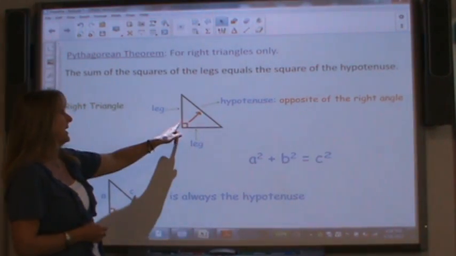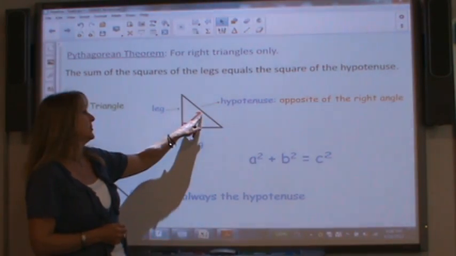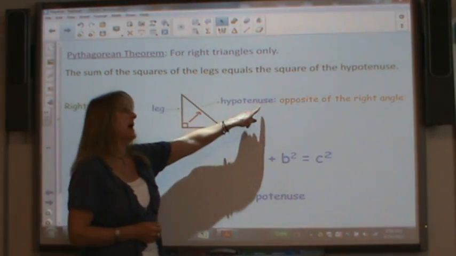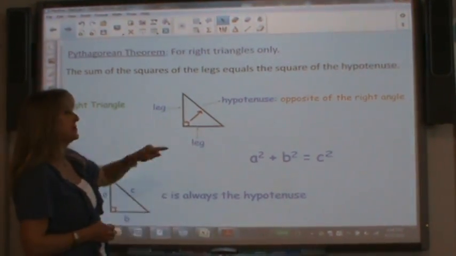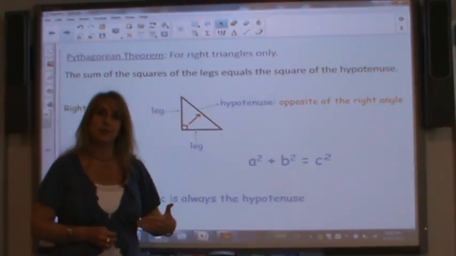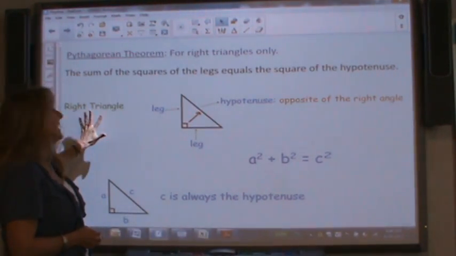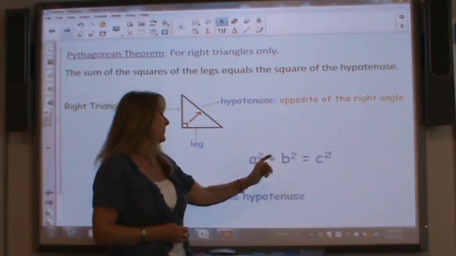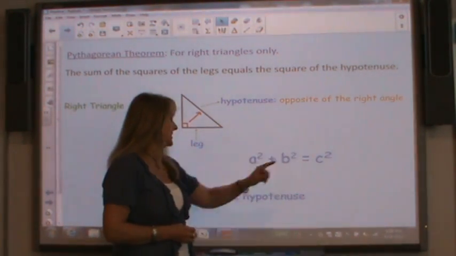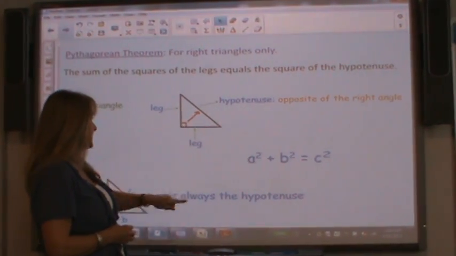And what's really important is the side that is across from the 90-degree angle is called the hypotenuse. It must always be across from the right angle. The other two sides are legs, and there's no particular order to those legs. So again, I can't emphasize enough that it must be for a right triangle only. This is what Pythagoras came up with. A squared plus b squared equals c squared, where a and b are legs, but c is the hypotenuse.